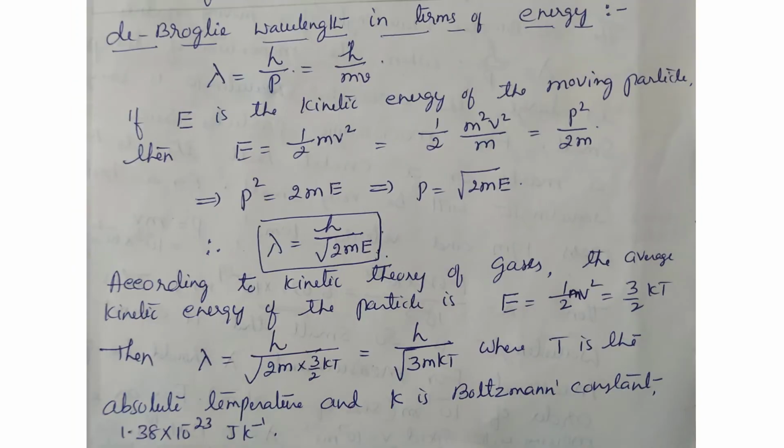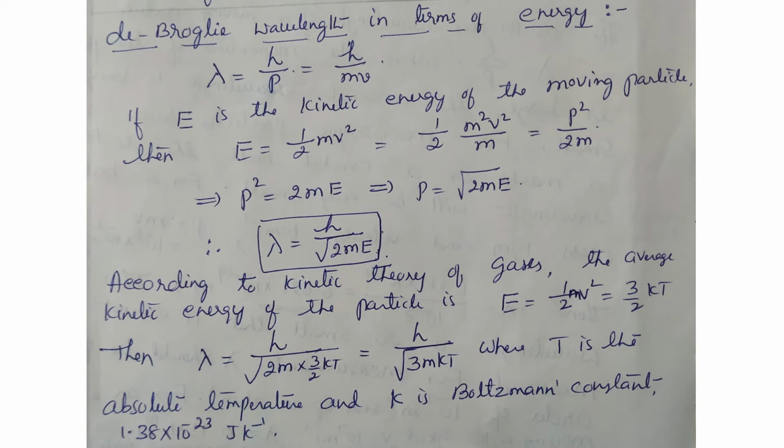Now the de Broglie wavelength lambda can also be expressed in terms of energy. Whenever a particle is in motion, it possesses kinetic energy due to its velocity, given by half mv square. If you rearrange half mv square as half m square v square by m, and there m square v square becomes p square, so that we get E as p square by 2m. From this the expression for momentum becomes root 2mE, so that lambda is h by square root of 2mE. This is the expression for de Broglie wavelength in terms of energy.